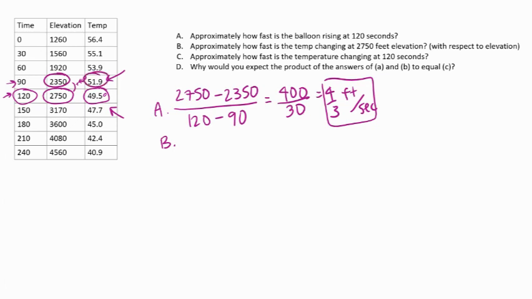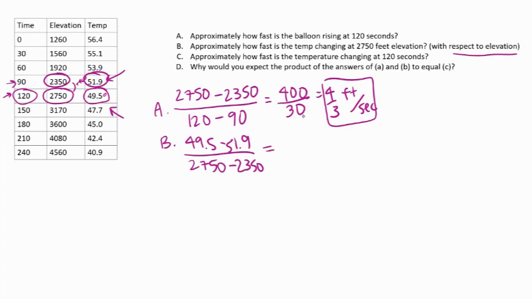So we're trying to say with respect to elevation. So that means temperature, 49.5 minus 51.9 over, and then our denominator would be feet. So 2750 minus 2350. So we're not doing this in terms of time anymore. We're saying with respect to elevation. So this is going to be temperature per foot. So what's the change in temperature per foot?